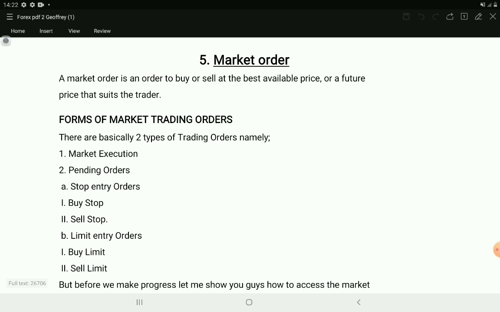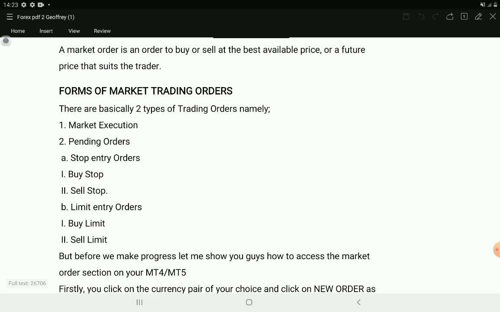Then that's what we call a pending order. A pending order is an order you place so that whenever the price reaches a particular point, your order will be executed at that price. That is, you want to sell or buy something at a particular price, but at the time you are placing the order, the market is not there. Once the market reaches that value, your order will be executed and you'll be given what you purchased or what you are selling at that point.